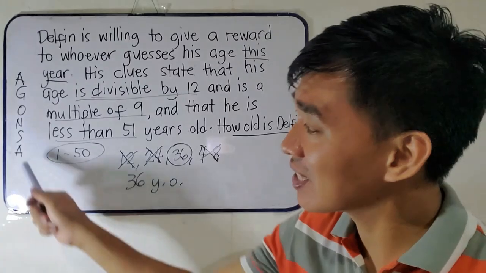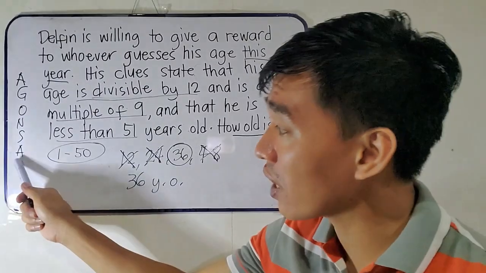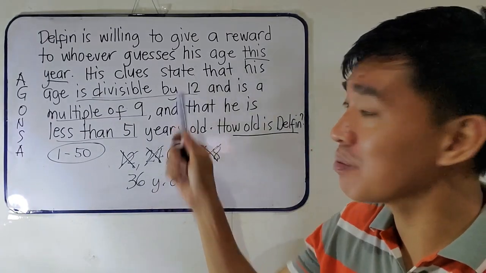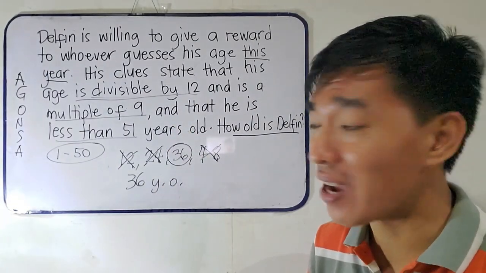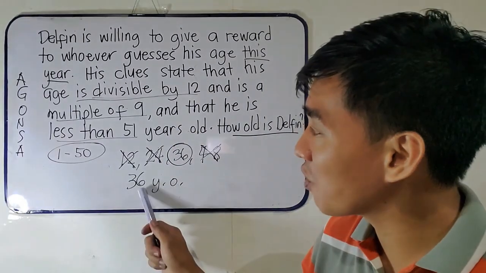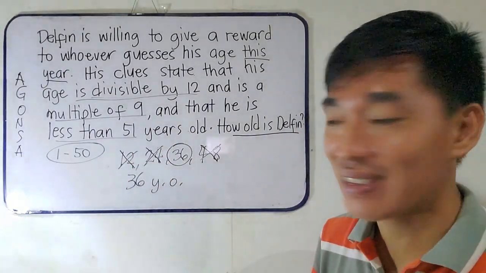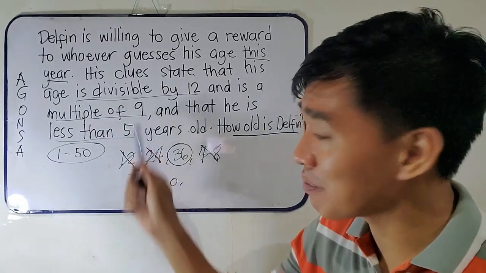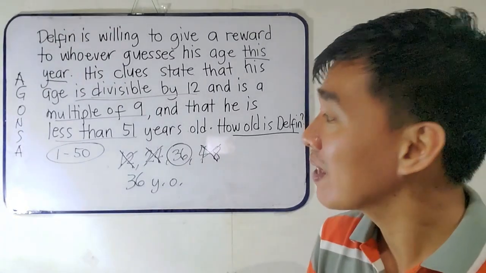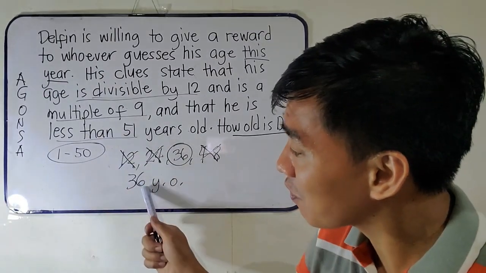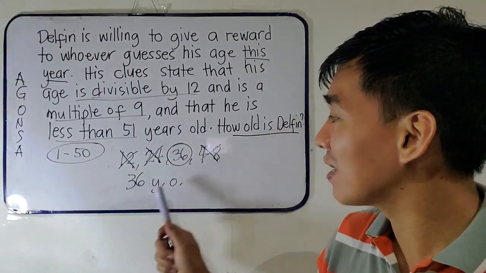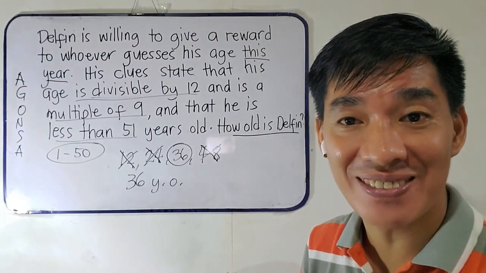So, the next thing that we have to do is let us check our answer. Is 36 divisible by 12? That's correct. 36 divided by 12, the answer is 3. Is 36 a multiple of 9? Let's divide 36 by 9 and the correct answer is 4. Now, is that less than 51? Yes, it is. Therefore, Delphine is 36 years old.